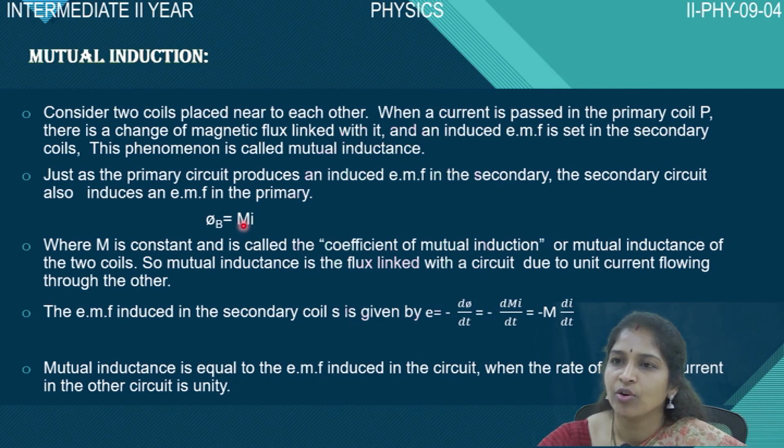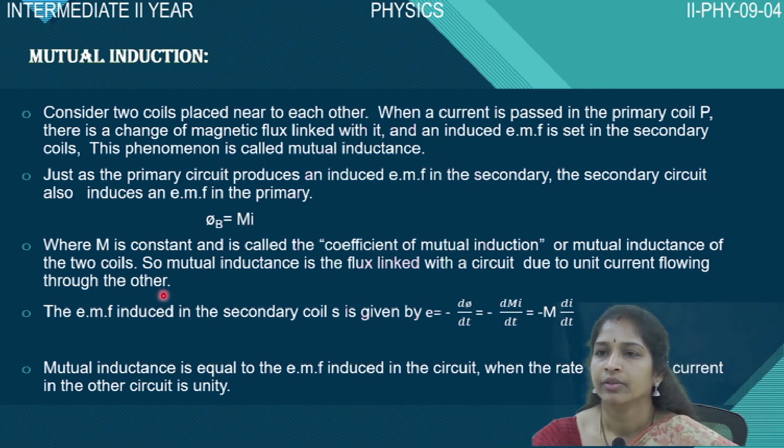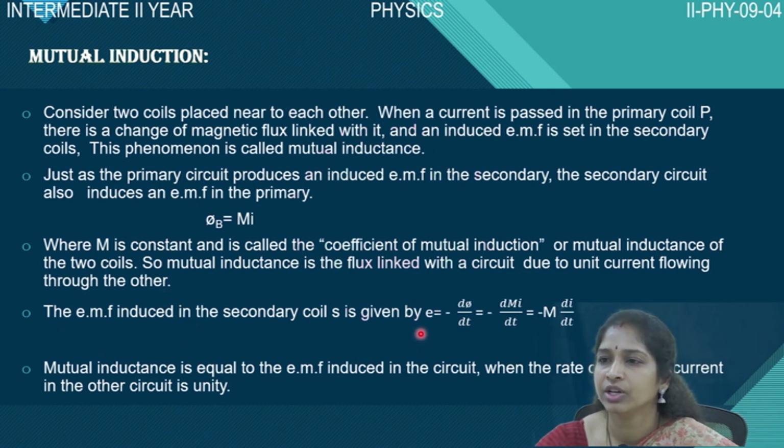So the coefficient of mutual induction or mutual inductance is the flux that is linked with a coil when 1 ampere current is passing through the other coil. This is one definition, and the other definition we can give using this equation. According to Faraday's law, we know that the induced EMF is minus d phi by dt. But from this equation, phi is what? M i. So if I substitute that equation in this, you will get E equals minus d(Mi) by dt. M is constant, we cannot differentiate it, so write it outside. So minus M di by dt we get.